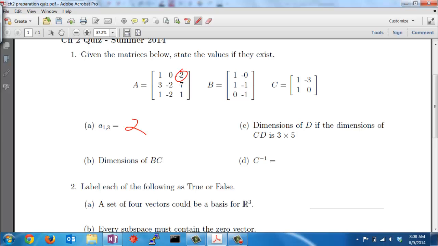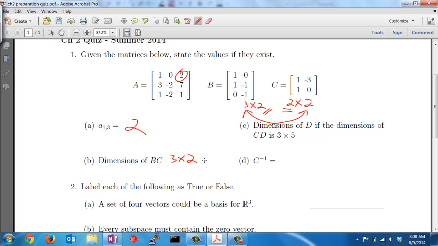The dimensions of B times C, well, if B is a 3 by 2 matrix, and if this is a 2 by 2 matrix, the inside values tell me that I can multiply them because they're the same, and the result when I multiply them will be these outside numbers. Right, so when I'm done, it will be a 3 by 2. Of course, you can actually go through the process of calculating that product, and you would see the same result here.